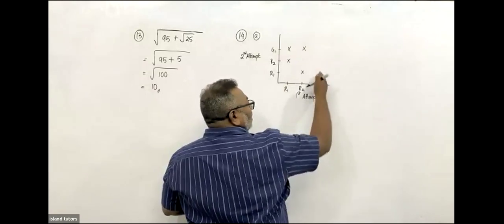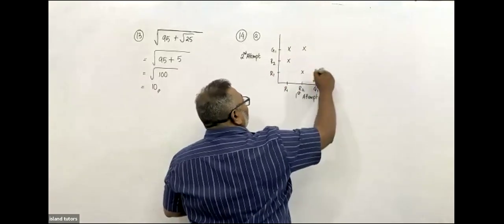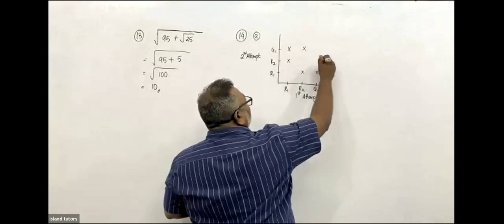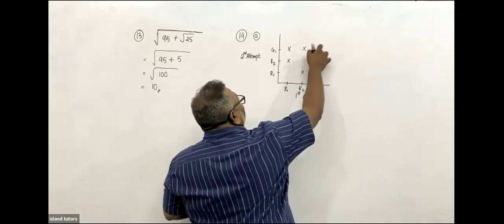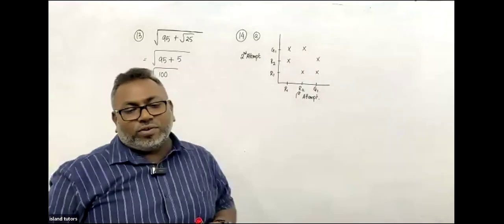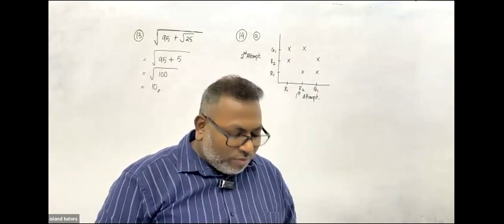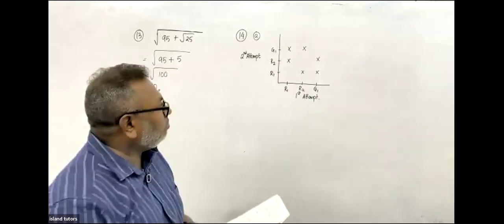Then if you take the green 1 button, R1 is going to be there. If you take the green 1 button, R2 is going to be there. Green button will not be there for the second attempt. Right, so that is your sample space for question number 1.